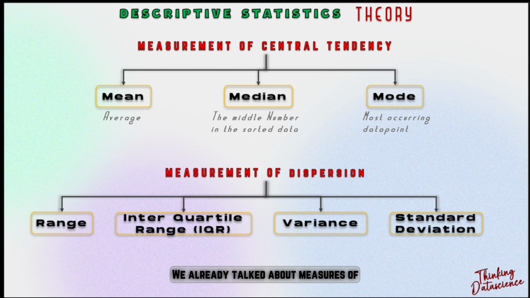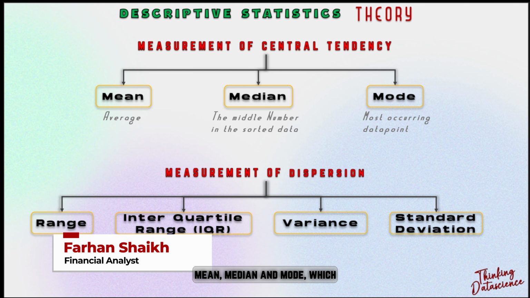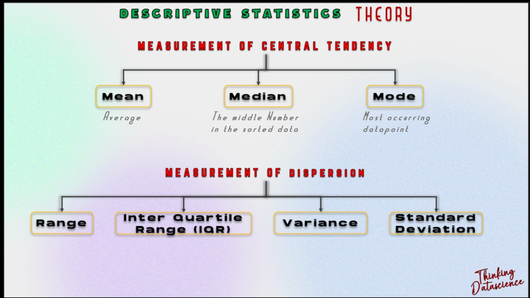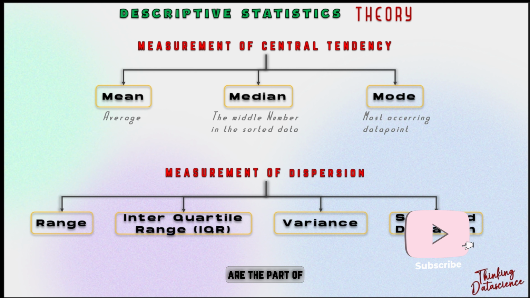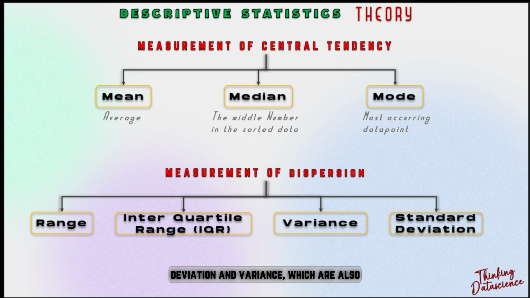We already talked about measures of central tendency like mean, median and mode, which are different ways that we measure the middle or the center of the dataset. Also, in the last video we learned what range and interquartile range are, which are part of the measurement of dispersion. In this video we will cover standard deviation and variance, which are also part of dispersion and help us calculate the measurement of spread.